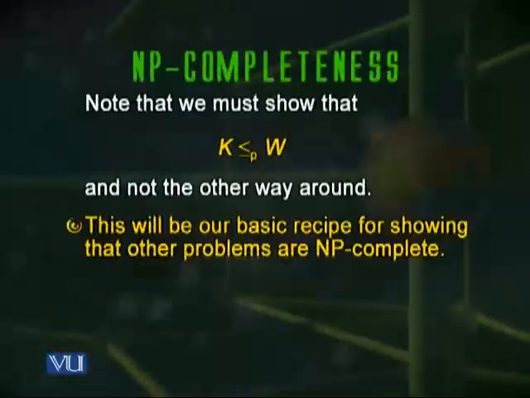So make this very clear: in order to prove that W is NP-complete, you must reduce a known NP-complete problem to it and not the other way around. This will be our basic recipe for showing that other problems are NP-complete. This recipe will go in 2 steps. We'll show that W is in NP by giving a verification algorithm. And then we'll reduce a known NP-complete problem to W. And this would show that W is NP-complete.